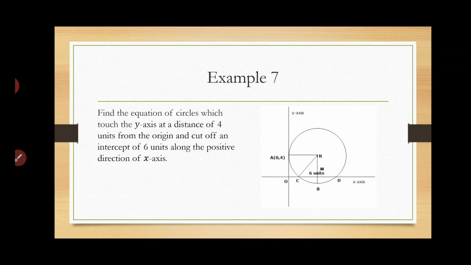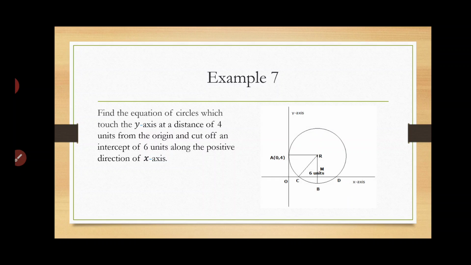The idea is something like this: whenever a circle is intersecting a straight line, it has to intersect at two different points, because if it just touches at one point, then it becomes a tangent. But whenever I am talking about intercept, the line has to intersect the circle, and whenever a line intersects a circle, it intersects at two different points. So the concept of intercept in the case of a circle means CD.